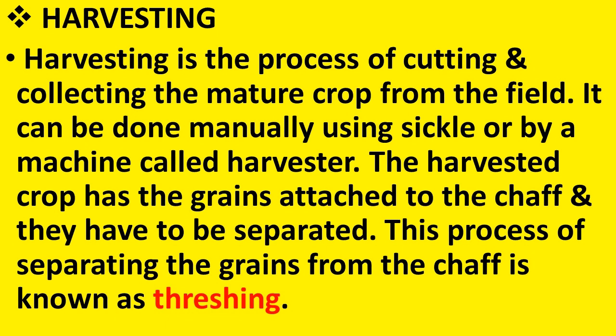The harvested crop has the grains attached to the chaff. So we are cutting the plant and the grains are attached to that chaff. That also is to be separated from the chaff. The process of separating the grains from the chaff is known as threshing.